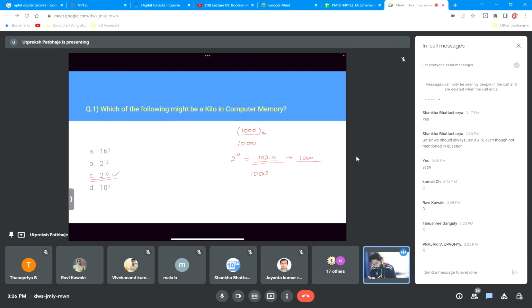And why only 2? Because a computer works in binary. So even 16 to power 3 would be something in thousands. So this can also be okay, but a computer has to work in binary. So the answer would be C for this.